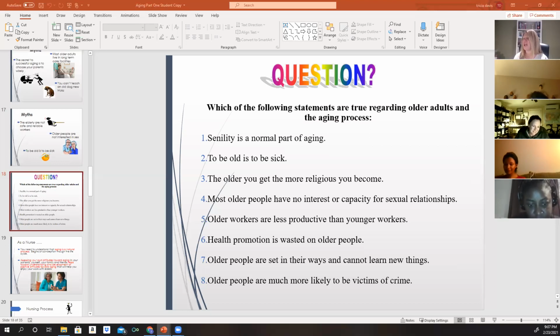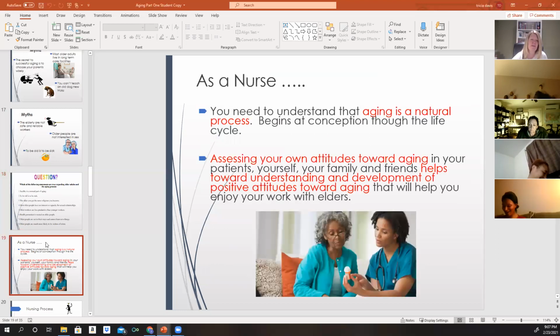Older workers are less productive than younger workers. False. Health promotion is wasted on older people. False. Older people are set in their ways and cannot learn new things. False. Older people are more likely to be victims of crime. True. They are. They become very naive and it's very easy to trick them and convince them to do things.